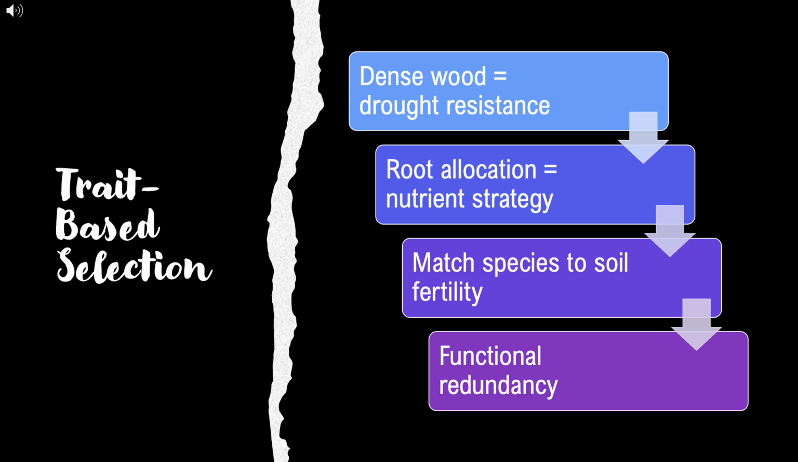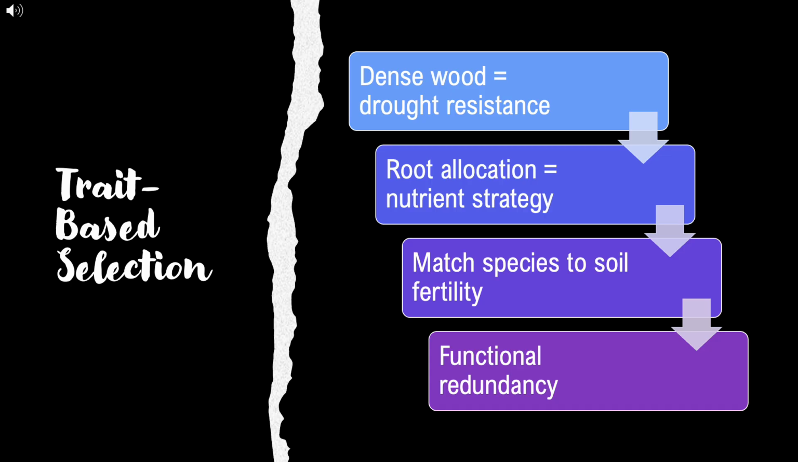Dense wood equals drought resistance. Wood density is a good predictor of a plant's hydraulic efficiency and drought tolerance. Dense wooded species tend to have more robust vascular systems that resist cavitation, the collapse of water columns under tension during drought. In seasonal or dry climates, dense wood is a trait worth prioritizing.